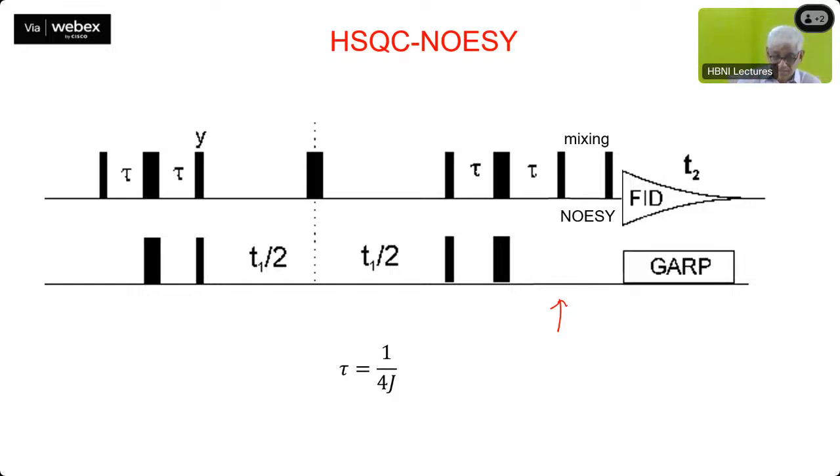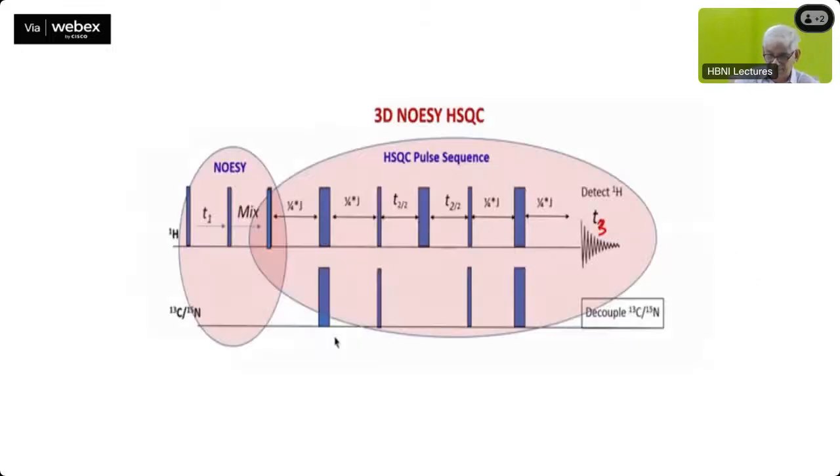So what is present here? This will be the N15 chemical shift or the C13 chemical shift, whatever you might have. And this will be the proton chemical shift. This is the amide proton chemical shift. So you will have a 2-dimensional spectrum, but it has both combined. That means the NOESY spectrum is now spread out, or the HSQC spectrum is pulled apart on the basis of the NOESY interactions. And typically one uses tau equal to 1 by 4J. This is the typical HSQC scheme that you have studied earlier.